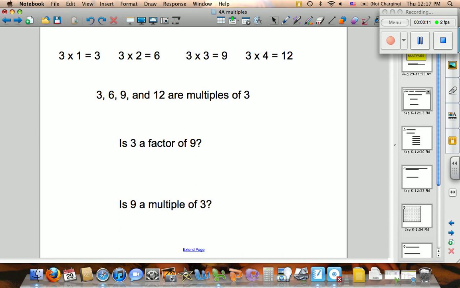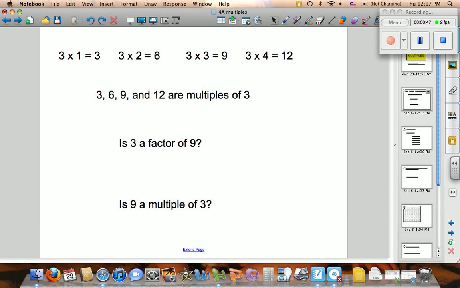Up at the top you'll see I have 3 times 1 equals 3, 3 times 2 equals 6, 3 times 3 equals 9, 3 times 4 equals 12. 3, 6, 9, and 12 are multiples of 3. You can find out the multiples of a number by counting by that number, skip counting, just like we do in class. So for example, if you want to find out the multiples of 3, you just start counting by 3s. 3, 6, 9, 12, 15, 18, 21, and so on.